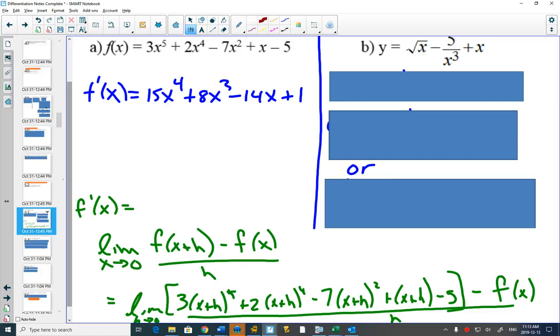Is there anybody that likes the definition better than the shortcut that you would prefer in this question? Oh, I actually quite enjoy expanding x plus h to the power 5. In fact, that's what I do in my spare time. So I will always choose this method over the shortcut. Anybody in this class? No?